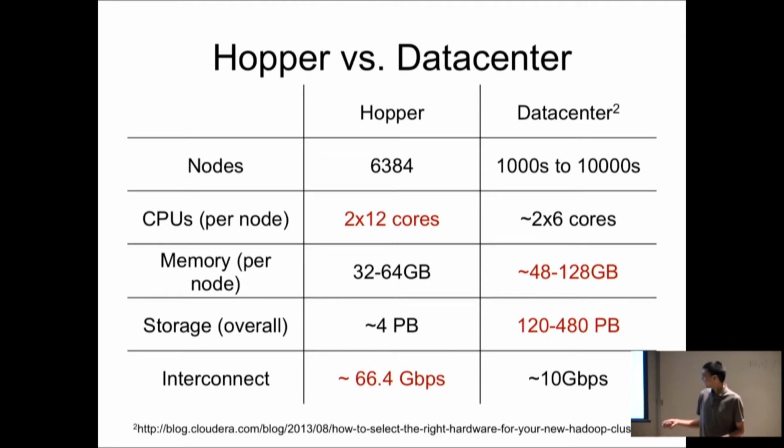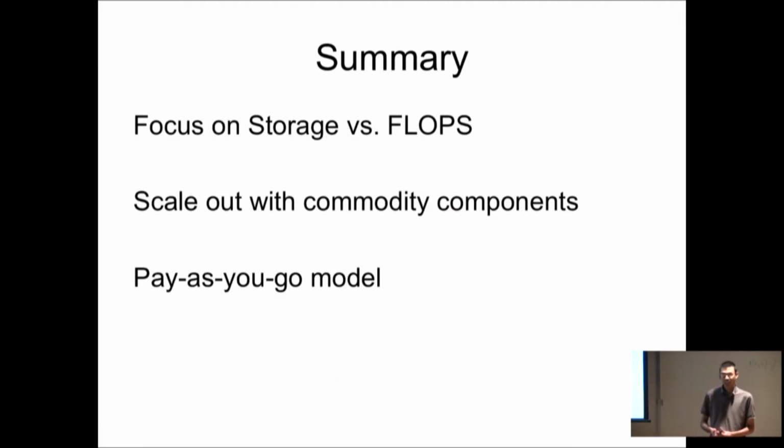And lastly, this interconnect is an interesting thing. The 3D torus architecture that Hopper has, I did a conversion from gigabytes per second, but it's around 66 gigabits per second, which is a really fast interconnect if you think about it. Even the state-of-the-art data centers probably have 10 gigabits per second full bisection, even if you throw a lot of money at it.